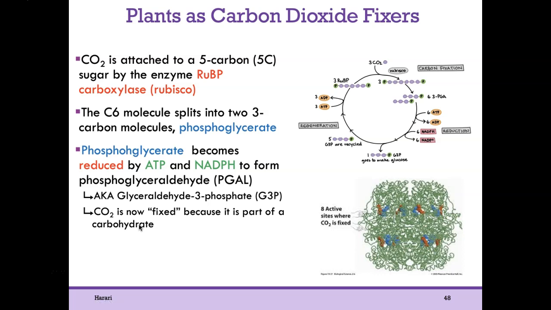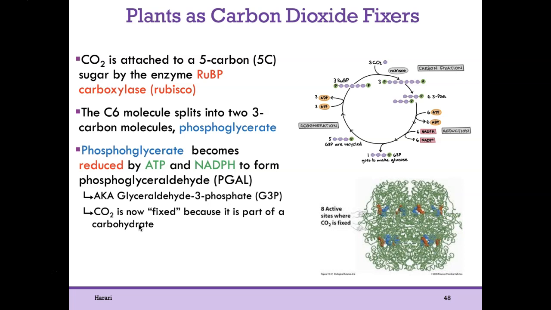CO2 is now considered fixed. This is called carbon fixation because it is now part of a carbohydrate, right? It wasn't usable. It was not that it was broken, but it wasn't usable in the atmosphere. But now it's fixed because it can be used by the cell to build larger carbohydrates like glucose and sucrose. Some can even be made into cellulose that can build cell walls.